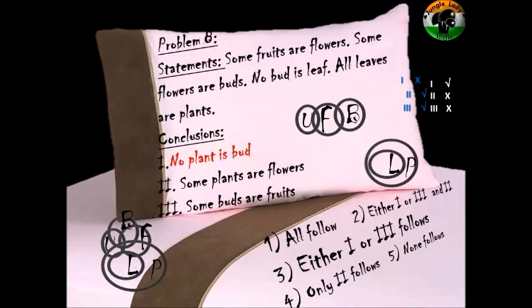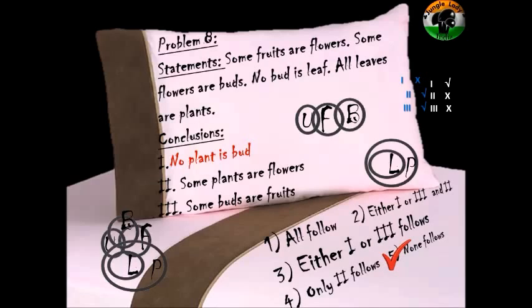Now we can check for the other possible conclusion. Take conclusion 1 in both the diagrams, in one diagram it's correct, in the other diagram it's wrong, so obviously it is wrong. Take the second conclusion, in one diagram it's correct, in the other diagram it's wrong, so obviously conclusion 2 is wrong. Third conclusion, again in one diagram it's correct, in the other diagram it's wrong, so obviously it's wrong. So the answer none follows is the correct option.